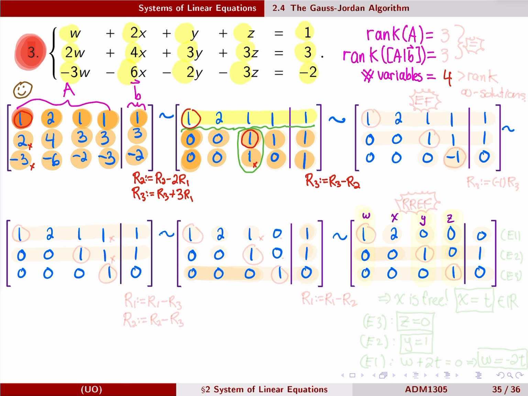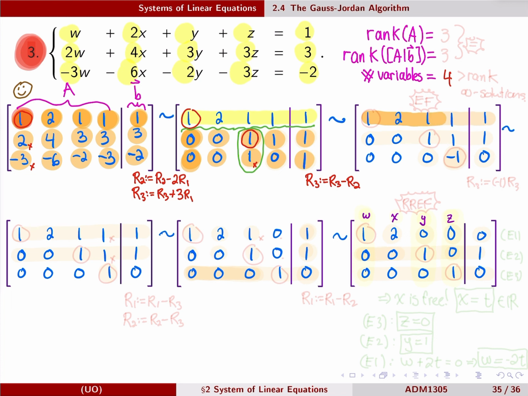Again, I'm not using row 1. Even if you want to, resist the temptation. This is going to undo your work. You're going to reintroduce stuff in the first two columns. You don't want to use row 1. We're constructing a pivot in row 2. Now, again, this is something I like to do: I like to rewrite the rows that I'm not changing.